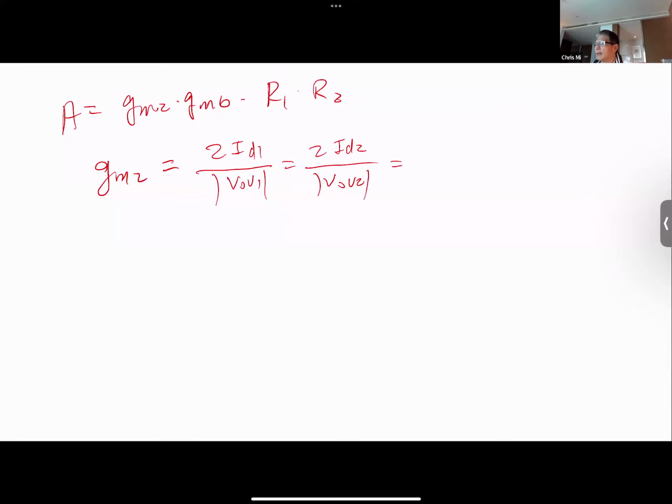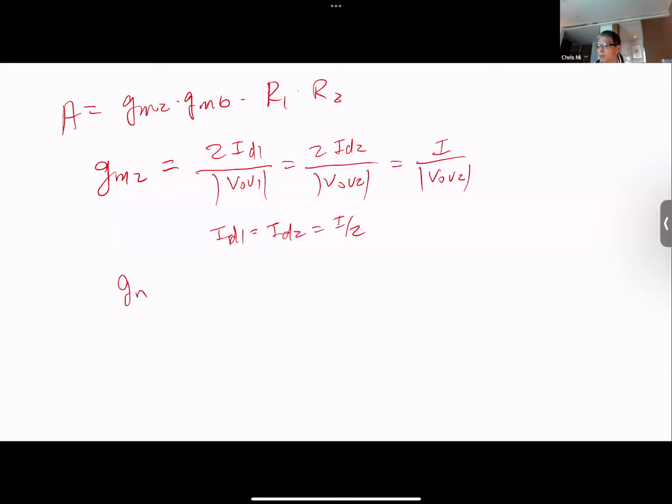And we know that ID1 and ID2 are equal to half of the biasing current. Remember, the biasing current is from Q5, and it's divided by half for each transistor. So therefore, that 2 and 2 would cancel. We get I over VOV2. That's what we get for GM2.